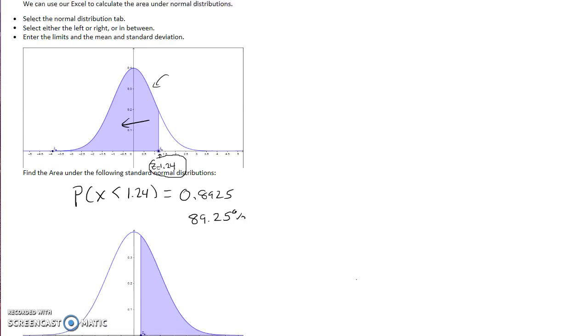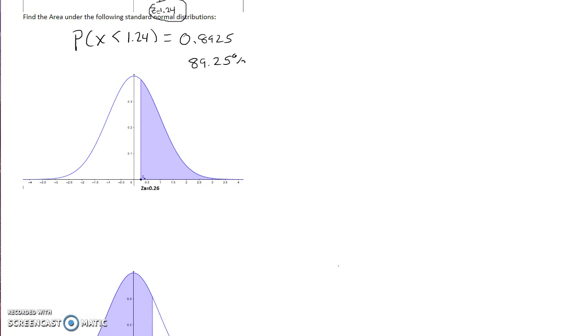All right, so let's take a look at another one. This time it gives us this limit. This z value is 0.26. This one actually is shaded to the right. Now, what does it mean that it's shaded to the right? We're finding the probability that x is what? Greater than 0.26 or less than 0.26? We are finding the probability that x is greater than 0.26.